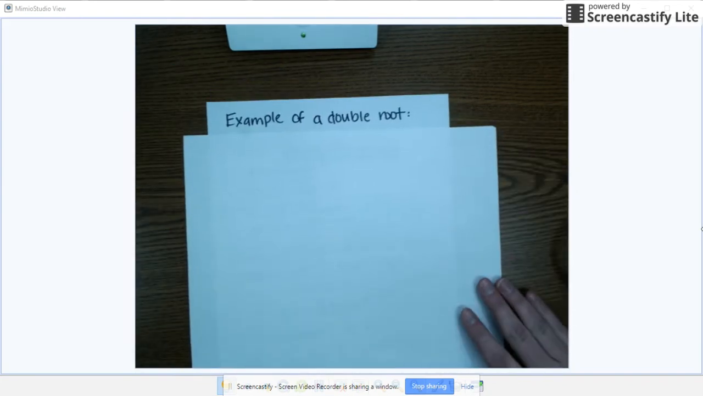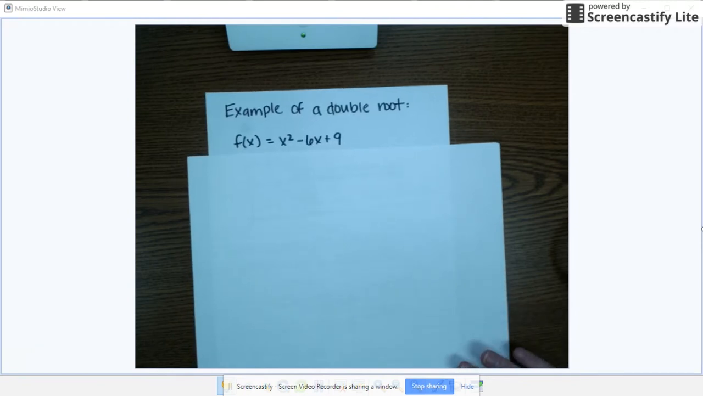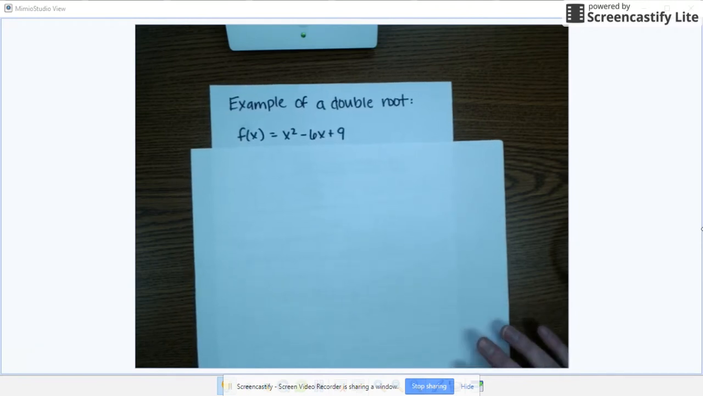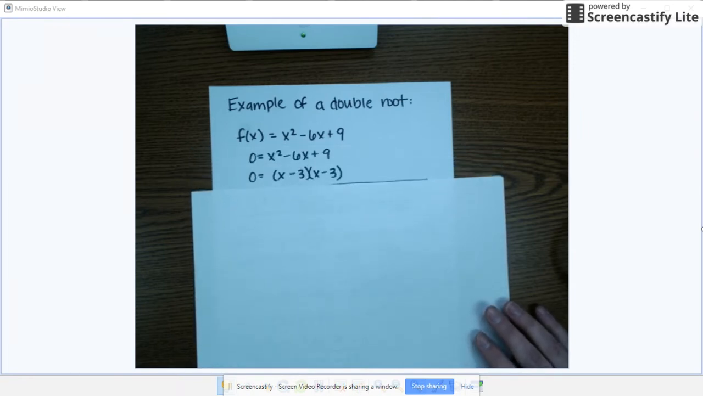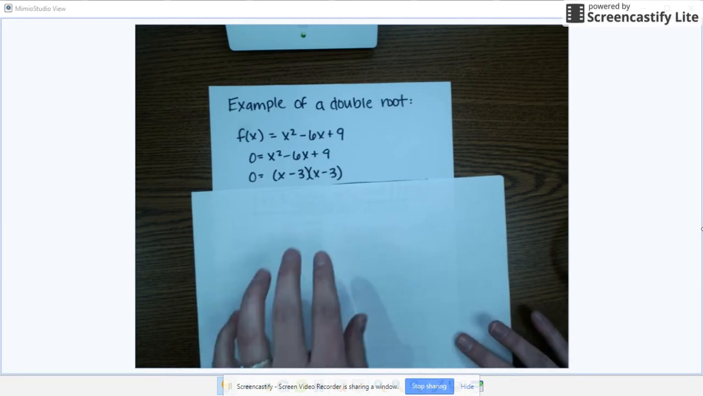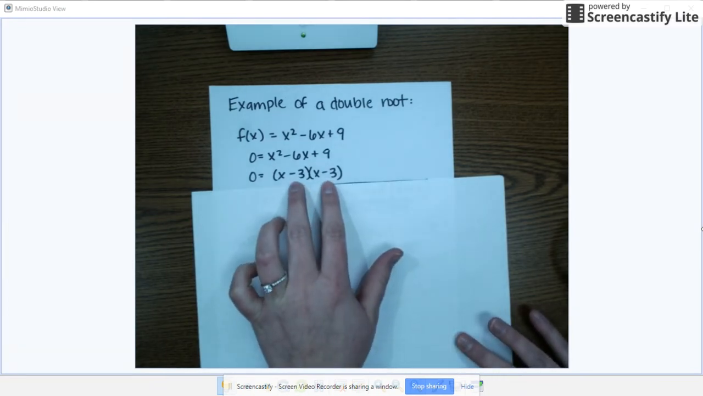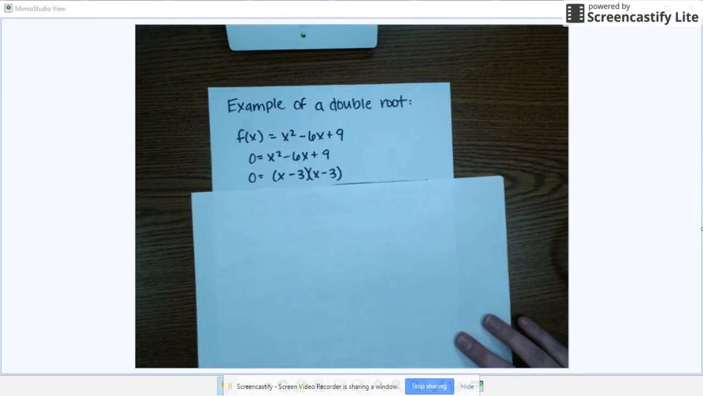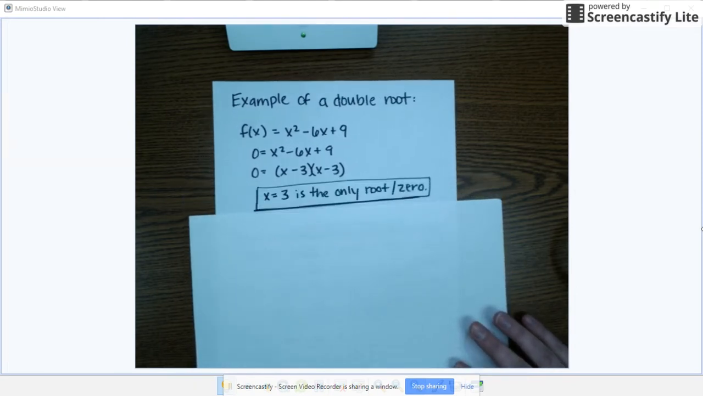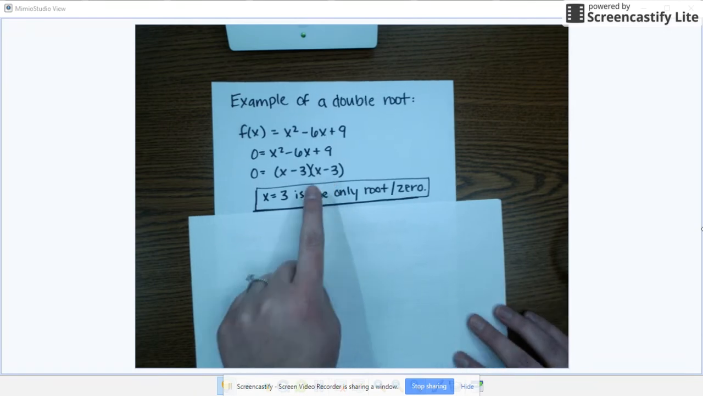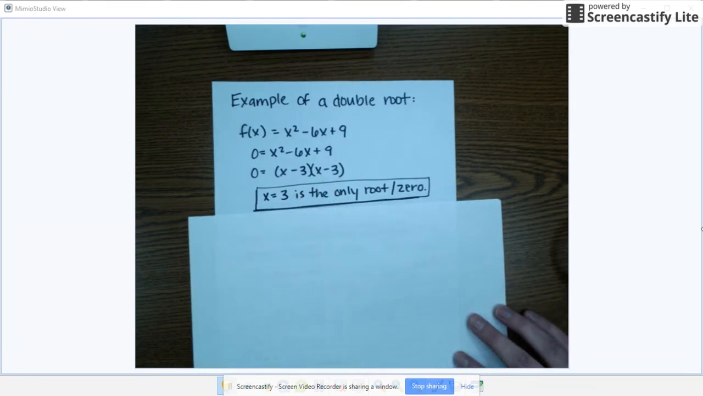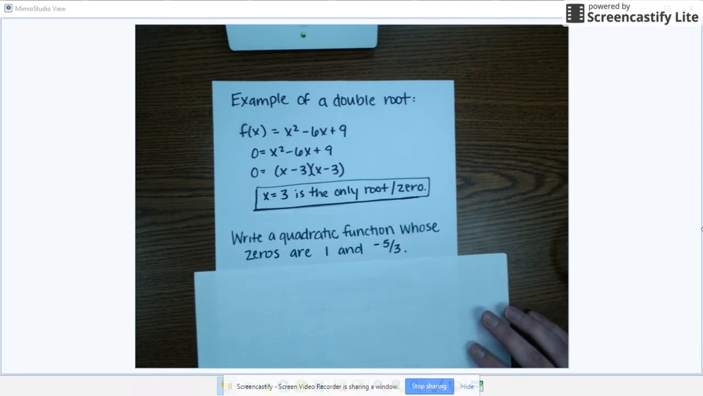Here is an example of what it would look like to have a double root. You have your quadratic function in standard form. We need to solve, so we set it equal to 0. And then we factor to x minus 3, x minus 3. Since both of these pieces are the exact same, that's what makes it the only root. You could set each of them equal to 0, but they would output the same number. So x equals 3 is that double root.